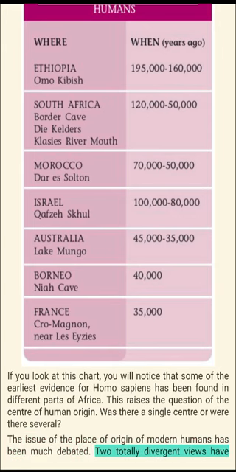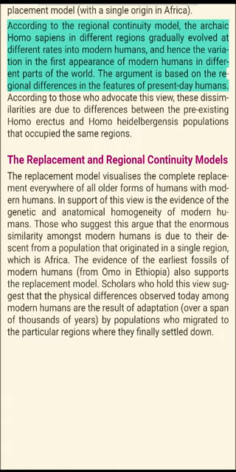The issue of the place of origin of modern humans has been much debated. Two totally divergent views have been expounded, one advocating the regional continuity model, with multiple regions of origin, the other the replacement model, with a single origin in Africa. According to the regional continuity model, the archaic Homo sapiens in different regions gradually evolved at different rates into modern humans, and hence the variation in the first appearance of modern humans in different parts of the world.